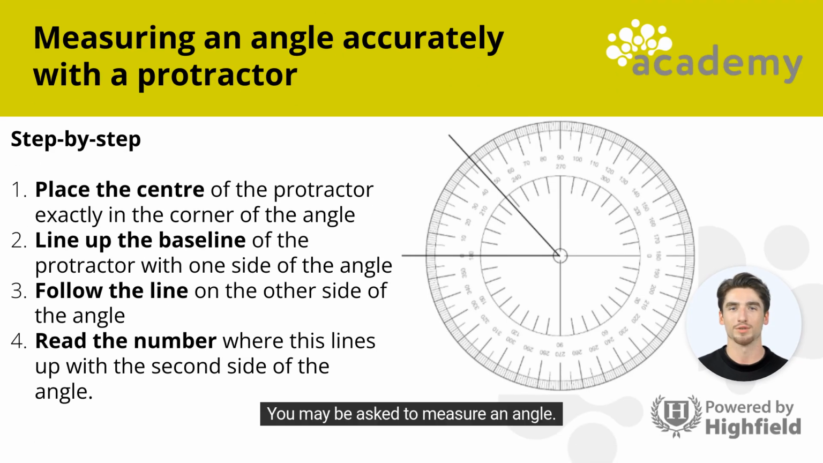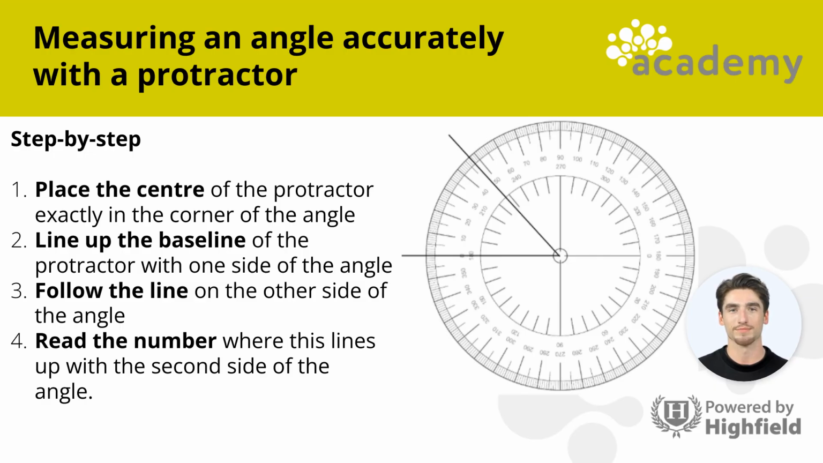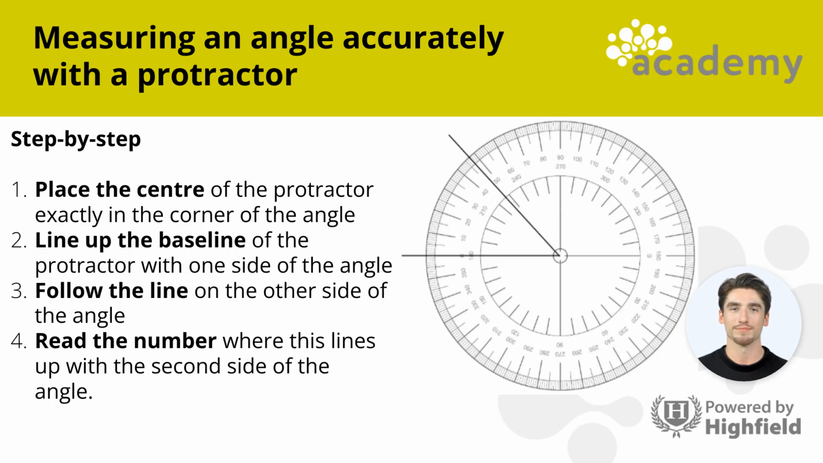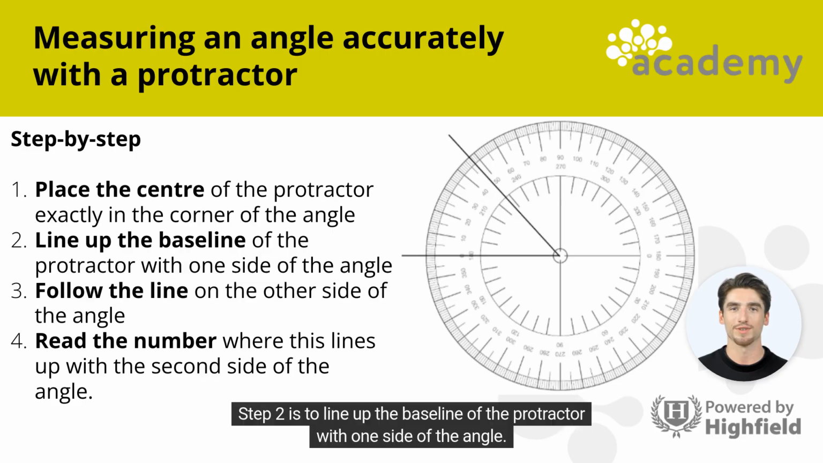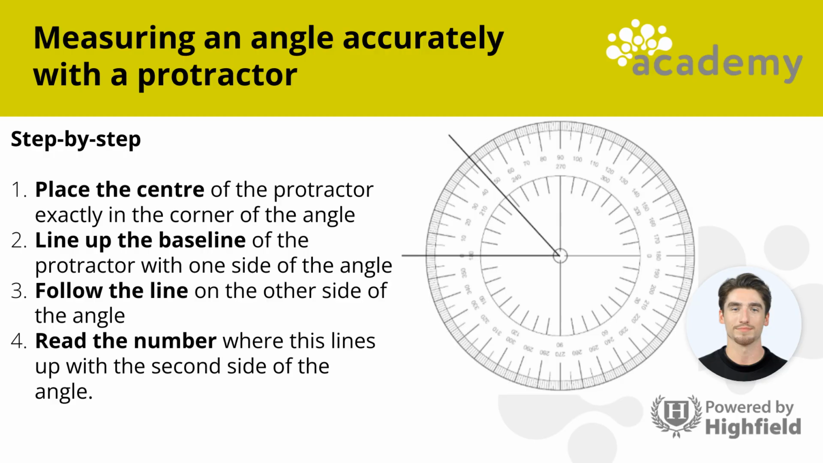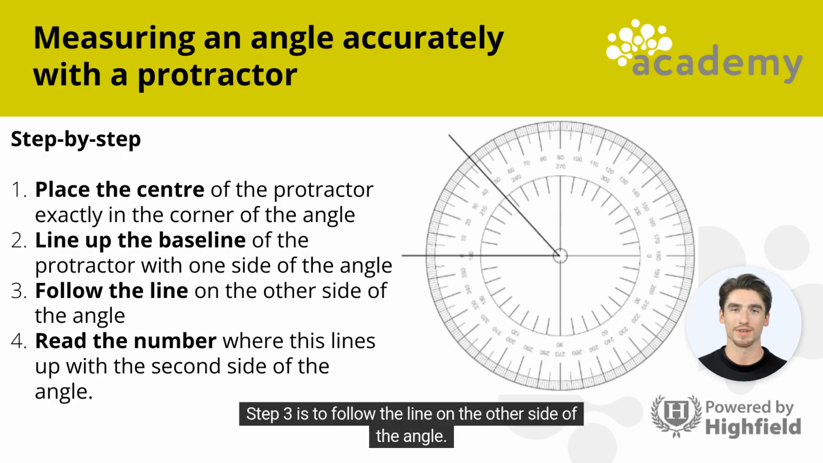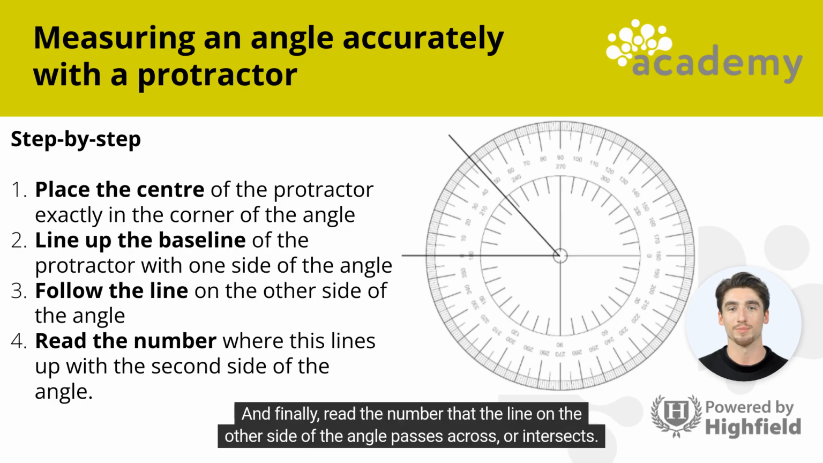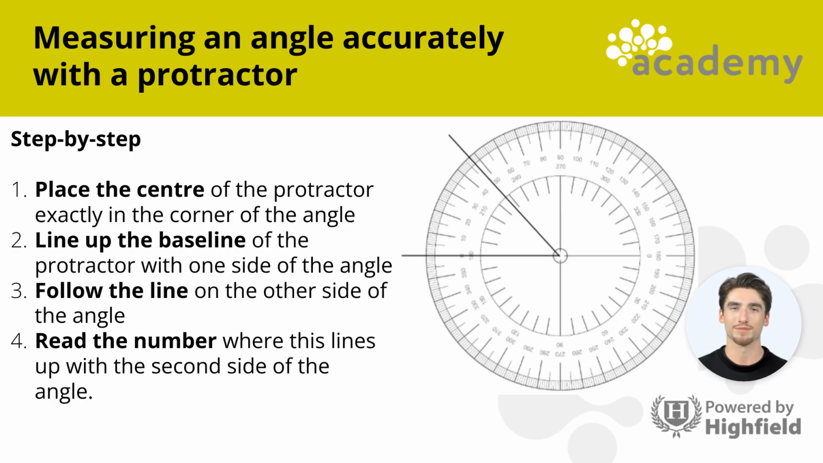You may be asked to measure an angle. Here is step-by-step guidance on how to do this. Step 1 is to place the center of the protractor exactly in the corner of the angle. Step 2 is to line up the baseline of the protractor with one side of the angle. Step 3 is to follow the line on the other side of the angle. And finally, read the number that the line on the other side of the angle passes across, or intersects.